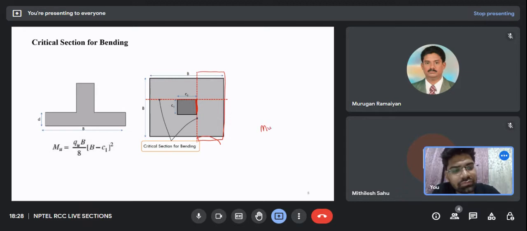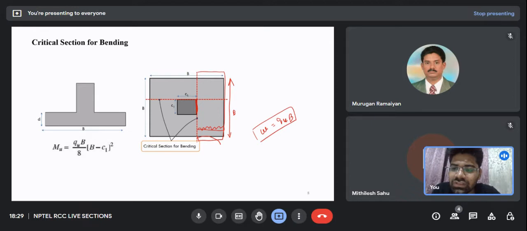Mu, so the safe bearing capacity of soil is Qu. Qu has a unit of Newton per meter square. If you consider this as the UDL, then just multiply it with the width which is perpendicular to this UDL. So I will multiply it with B, and after I multiply it with B, this is the UDL actually.